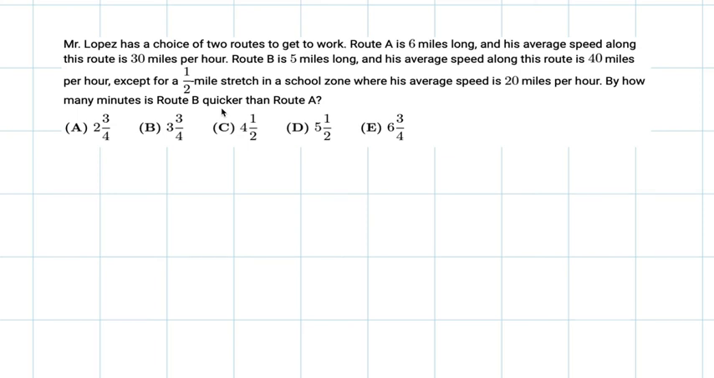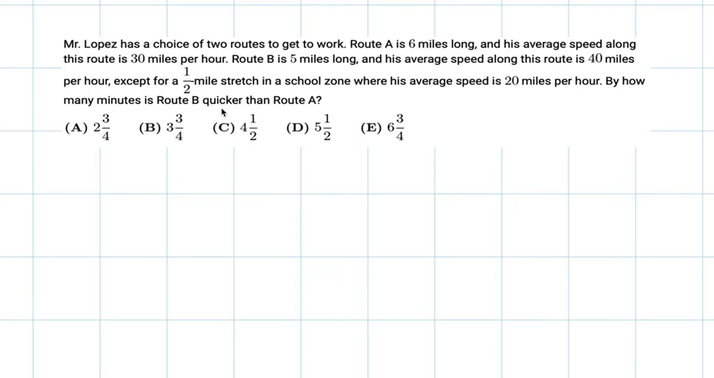Mr. Lopez has a choice of two routes to get to work. Route A is 6 miles long and his average speed along this route is 30 miles per hour. Route B is 5 miles long and his average speed along this route is 40 miles per hour, except for a half-mile stretch in a school zone where his average speed is 20 miles per hour. By how many minutes is Route B quicker than Route A?